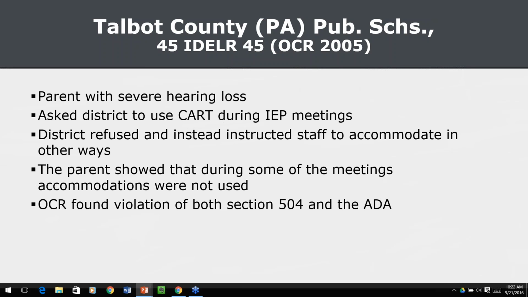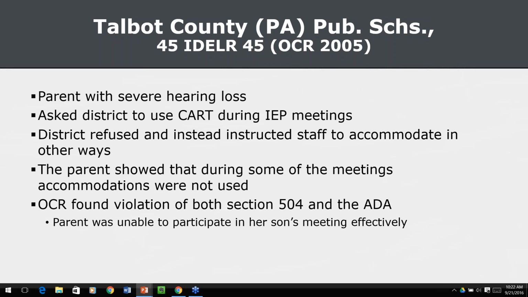But here the court said your obligations to the parent don't come from the IDEA, or the OCR found, not the court. Your obligations to the parent come from Section 504 and the Americans with Disabilities Act. And those two laws have a comparative standard. You have to show that the communication you were giving the parent was as effective as the communication that a hearing parent would have received. And here, once the parent said there was stuff that happened that I would have gotten from CART that I didn't get from the other accommodations, pretty much the jig was up for the school, and OCR found violations.